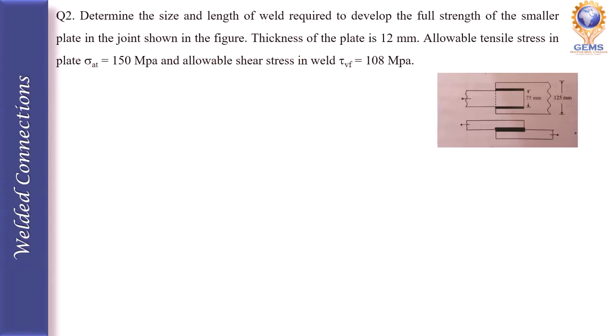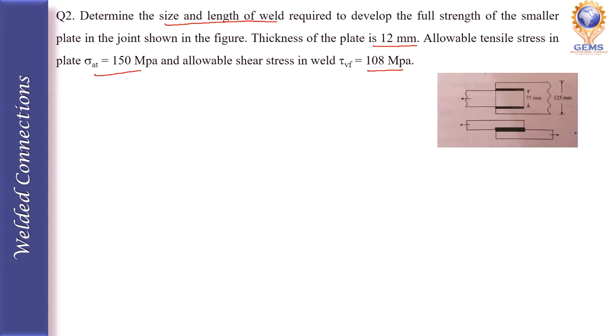Second problem. Determine the size and length of the weld required to develop the full strength of a smaller plate in the joint shown in the figure. Thickness of the plate is 12 mm. Allowable tensile stress in the plate, sigma At, is 150 megapascal and allowable shear stress in the weld is 108 megapascal. So this is the diagram given.